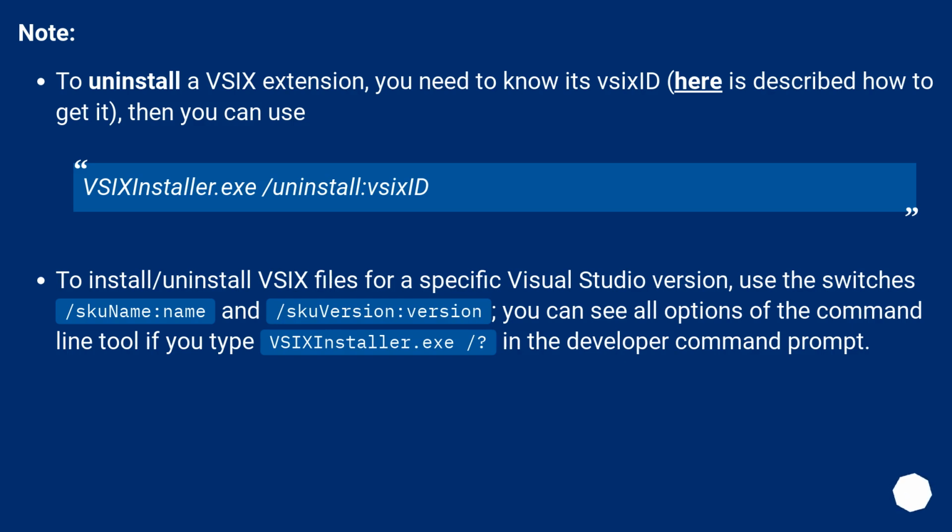Note: to uninstall a VSIX extension, you need to know its ID. Here is described how to get it, then you can use VSIXInstaller /uninstall:ID.